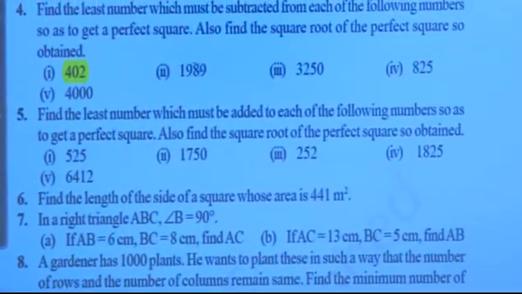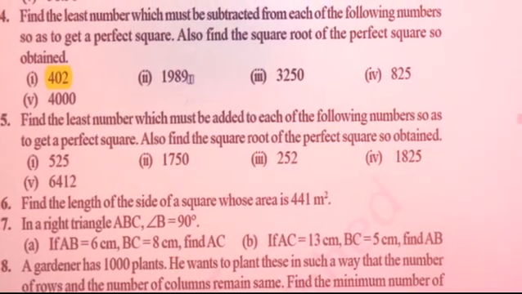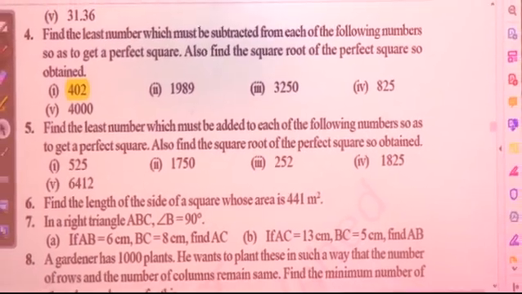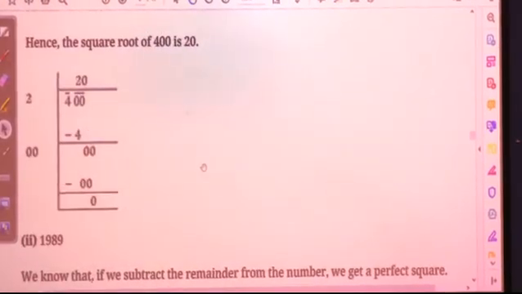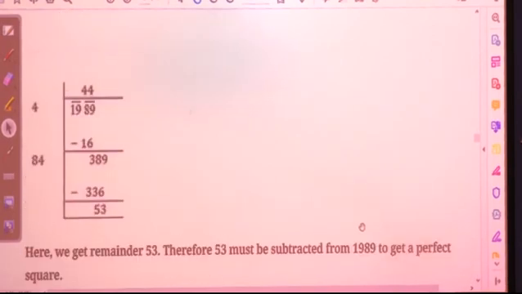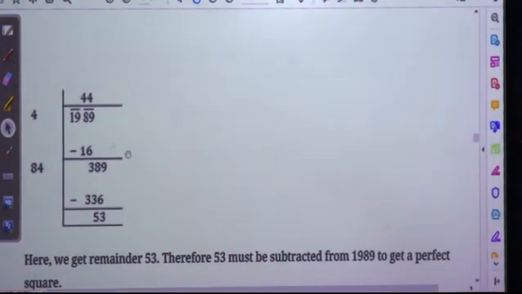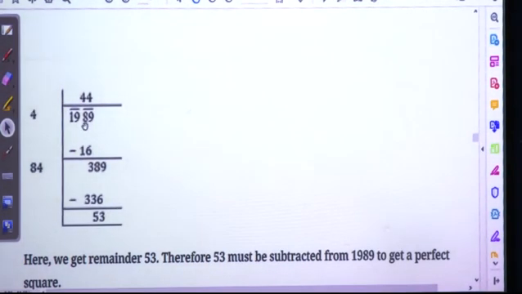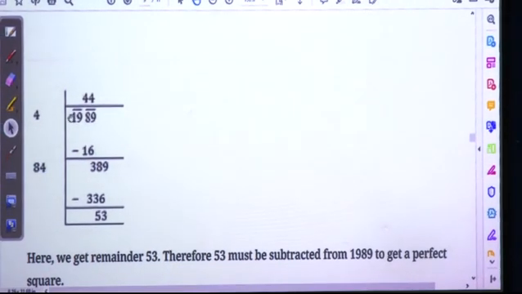Now, the second sum, 1989. Let us switch to the solution. We have to do the grouping as we have done here. One group is 89, the second group is 19.